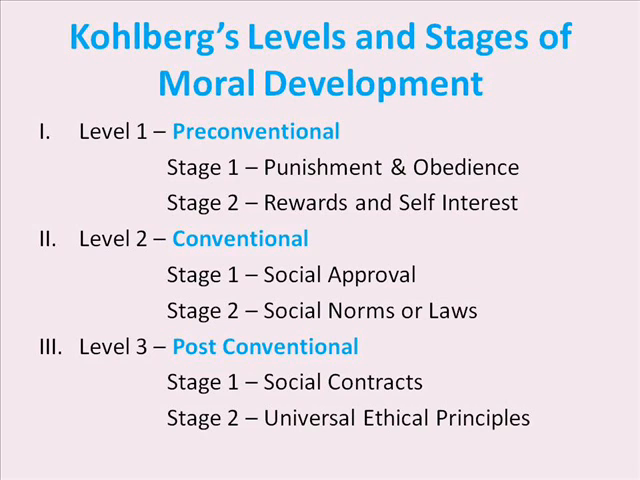Level 2, conventional morality. This is where most adult Americans are. Stage 1 is social approval. What will other people think of me? And stage 2, the social norms or laws of my culture. I should do what's expected according to the law. Level 3, post-conventional morality, is achieved by very few individuals. This stage relies on the notion of social contracts or agreements, as well as universal ethical principles, in which the individual decides what the bottom line is for themselves and makes their justification or reasoning according to their own ethical system.